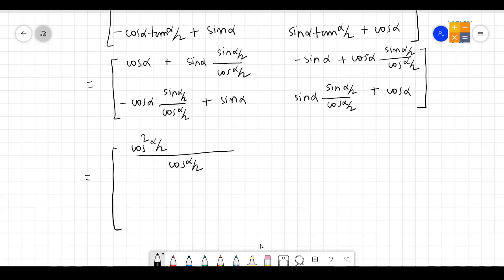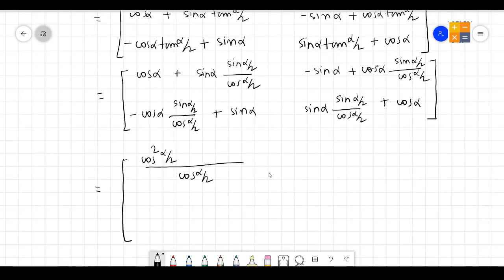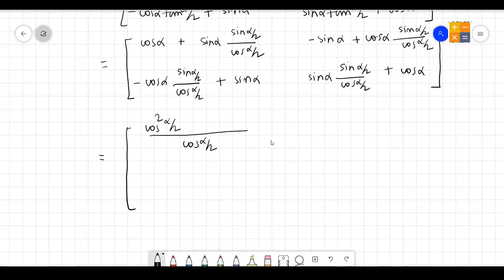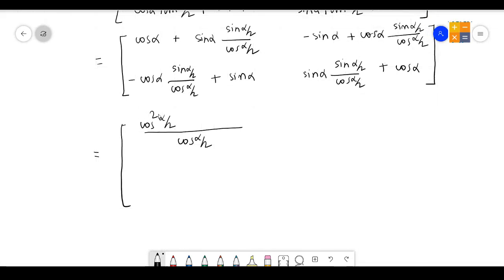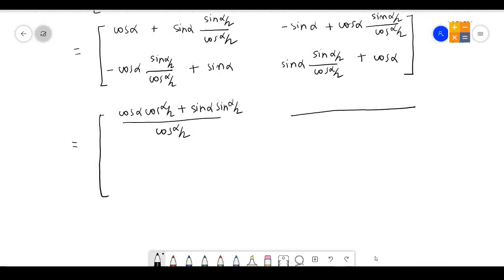Let us check once in the previous part. Yes, there is a mistake. I should write here, actually in this part, there should be cos alpha into cos alpha by 2. So it should be cos alpha by 2 plus sin alpha into sin alpha by 2. In this part, I can again take LCM as cos alpha by 2. Actually placing this properly.